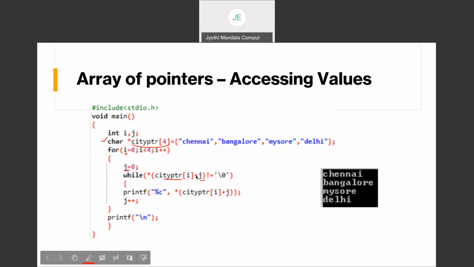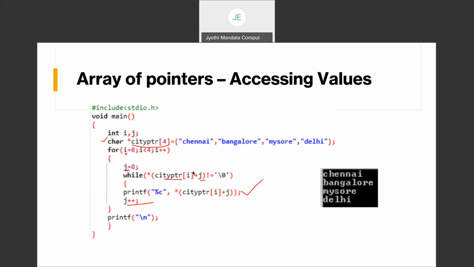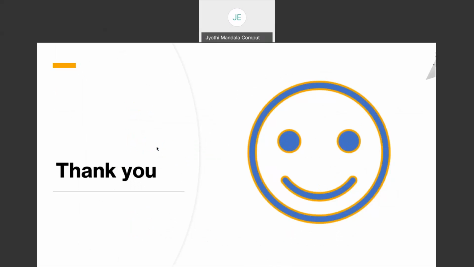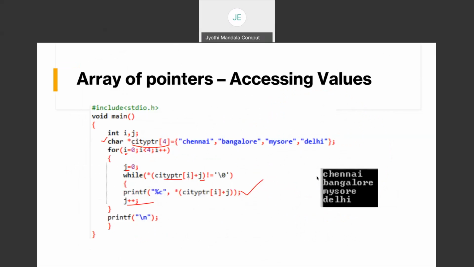Are you understanding? So you will get the value of this one, that will be printed, and then j value will be incremented. Now the j value will be incremented to this location, and its value is not equal to /0, so its value will be printed. Then j is incremented again, and its value is printed. So it will continue until /0 for I equal to 0 for the first iteration. So if you see here, you will get all the values, Chennai like this.